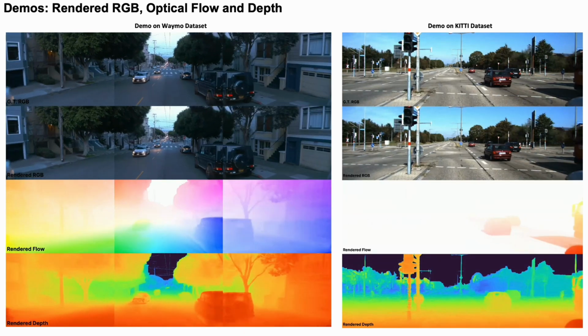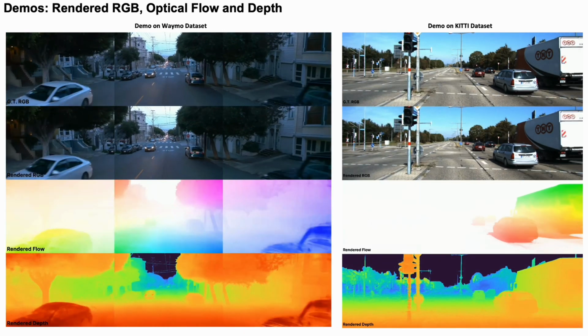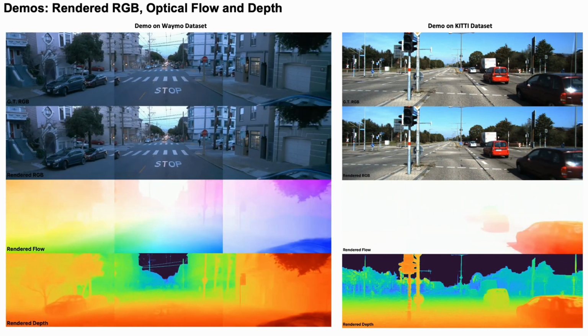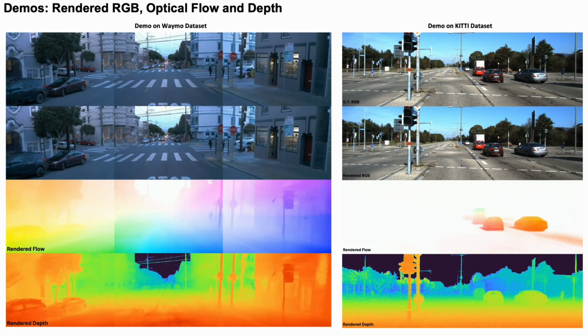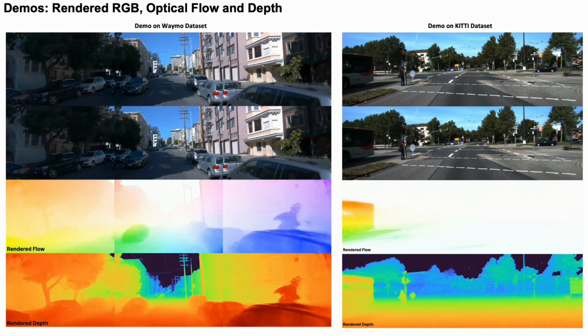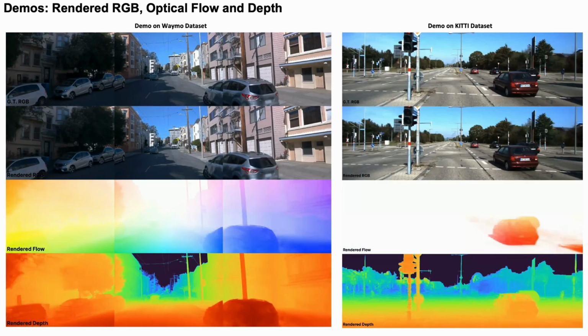We visualize rendered results on the Waymo dataset and the Kitty dataset, including RGB, optical flow, and depth. As shown, SplatFlow produces sharp and detailed outputs across all modalities, capturing clear and dense motion and depth information in complex dynamic driving scenes.